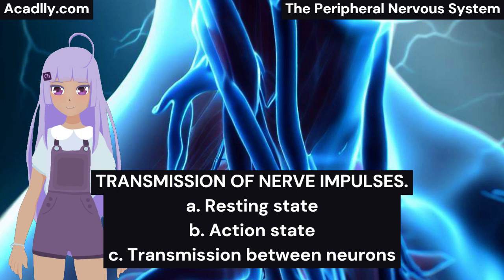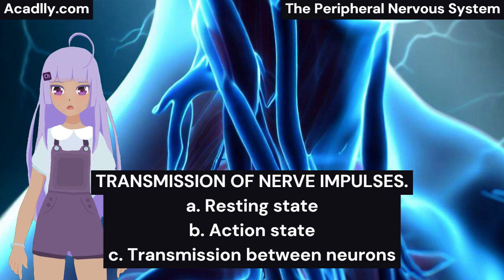B. Action state. When dendrites receive impulses, the neuron becomes depolarized, and the cell membrane allows the inflow of sodium ions and outflow of potassium ions. The cell body then transmits the impulse to the axon.